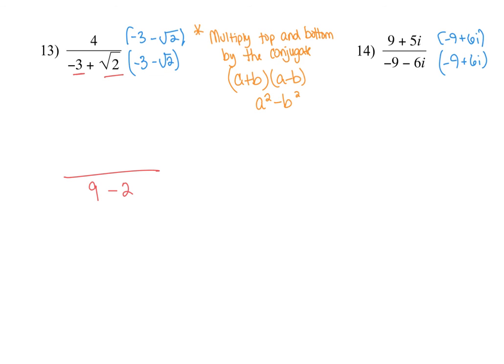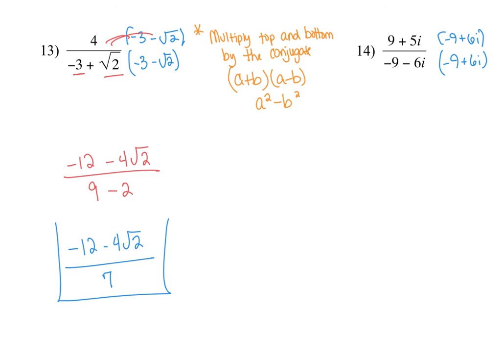Very nice. On the top, I'm going to distribute the 4. 4 times -3, 4 times negative square root of 2. And then I'm just basic adding and subtracting here, right? So I'm going to leave that -12 minus 4 square root of 2. And then I do the 9 minus 2, which is 7. If I wanted to reduce, it would have to come out of every outside number. Nothing comes out of 12, 4, and 7, so I cannot reduce it. This is my answer.